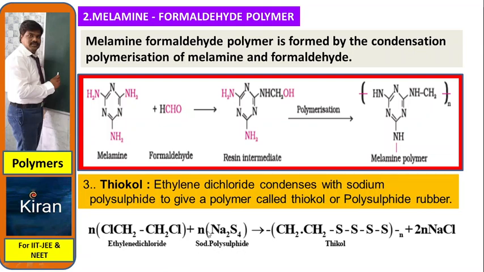N number of molecules are there, that is the reason for sodium polysulfide. This sodium polysulfide plus ethylene dichloride, both combined together, two different big chains combined together, you will get a condensation polymer, that is thiokol, and the byproduct is sodium chloride. So these are a few examples of condensation polymers and their preparations and important uses.